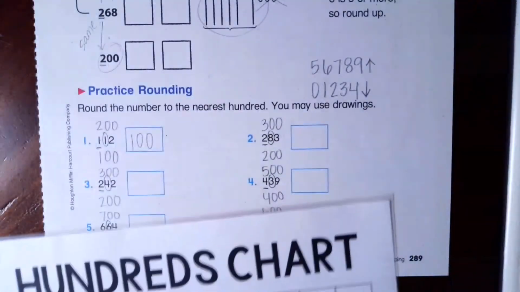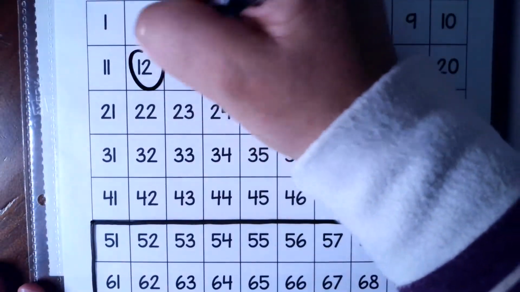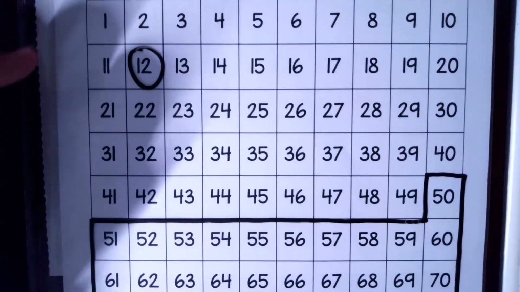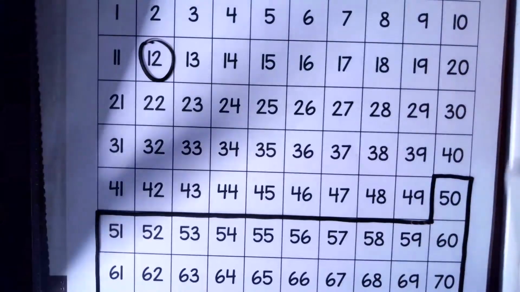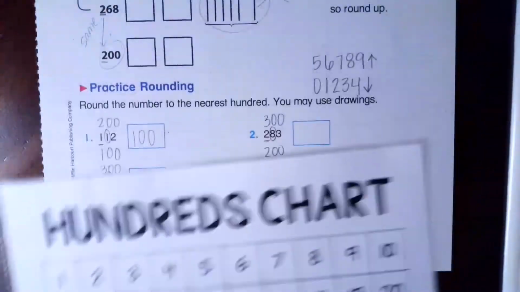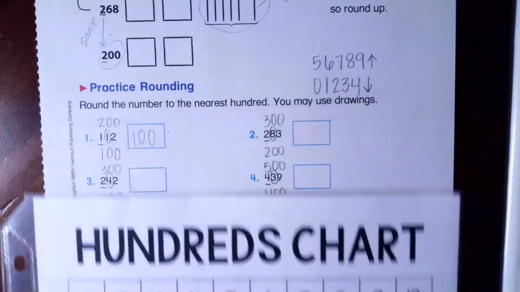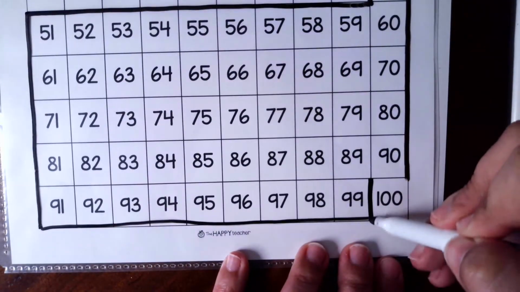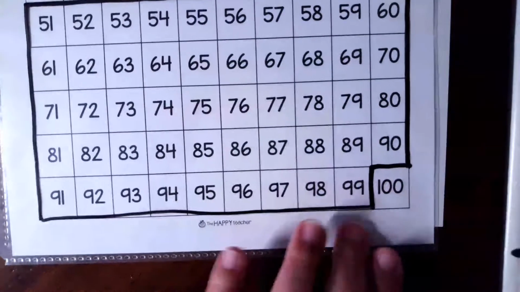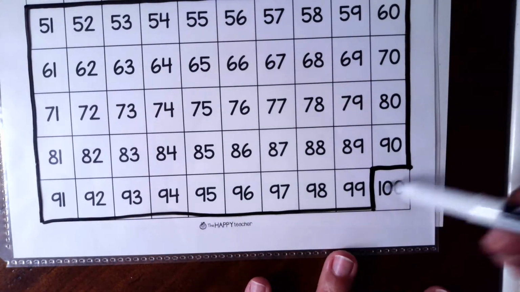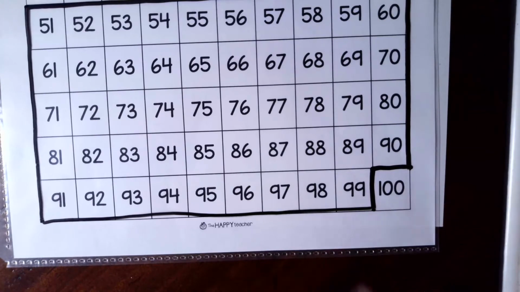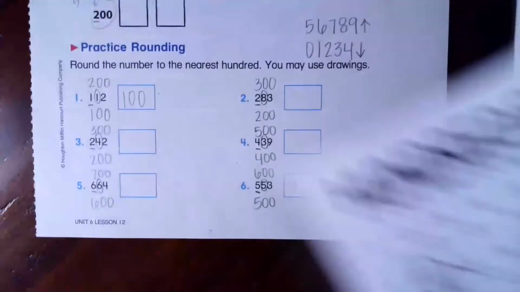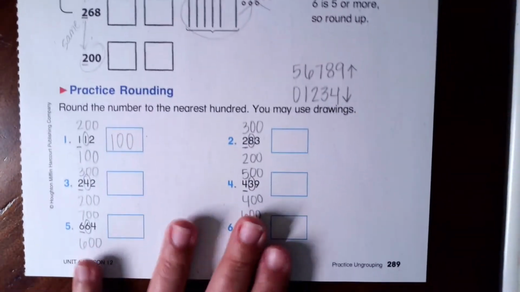So for the one that we just did, 112, I see 12 right there. So that tells me that I'm going to round down, which is kind of confusing because this looks up, down to the 100. Now you have to be very careful right here because if it is a hundreds number, then it is already rounded. All right, so use the chart if it helps you. Let's go on to the next one.